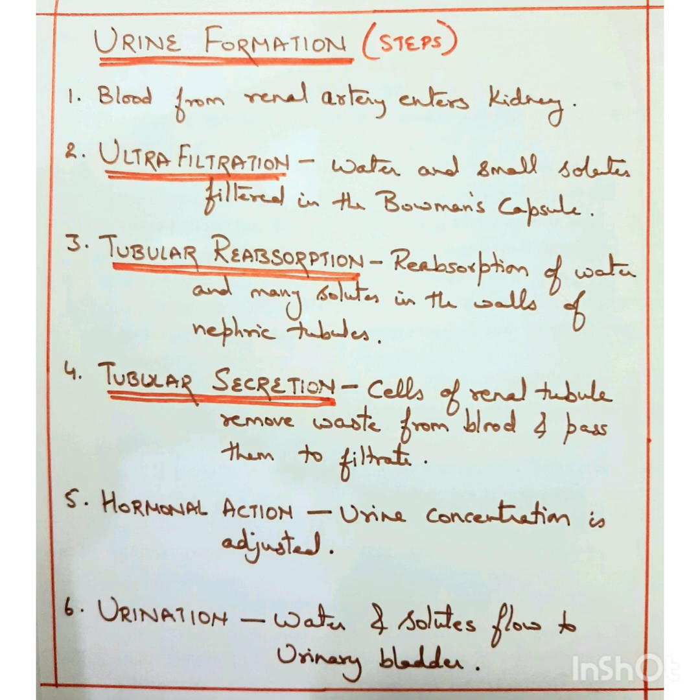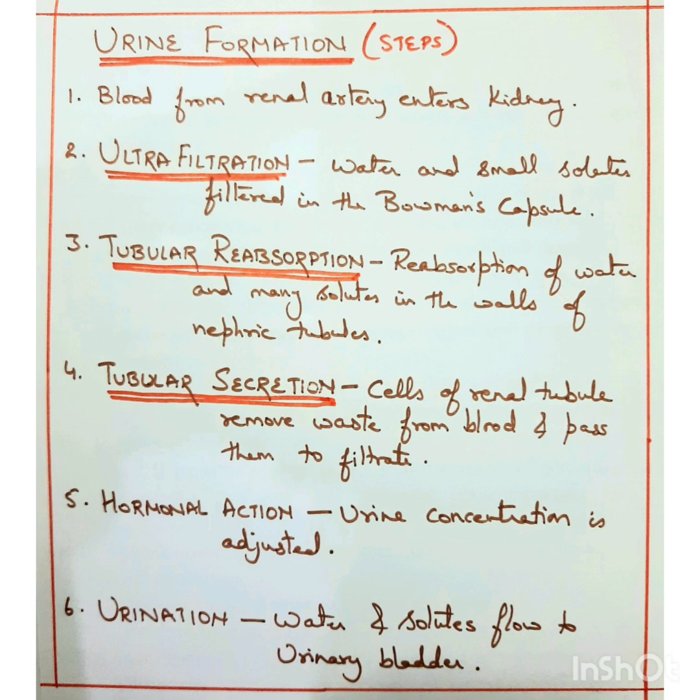Now we come stepwise. The first one is the blood from the renal artery, which enters the kidney. Here starts ultrafiltration. What is ultrafiltration? The liquid part of the blood containing nitrogenous waste, glucose, amino acids, mineral ions, etc., which enters through the renal artery, is filtered out in the Bowman's capsule. This forms the glomerular filtrate. Since filtration is under high pressure, it is termed ultrafiltration.